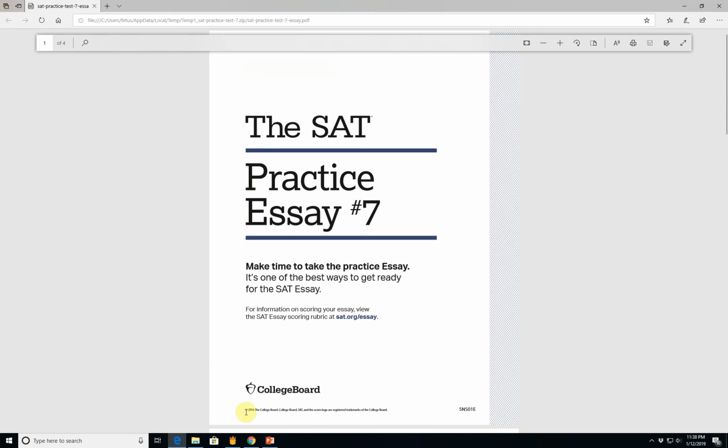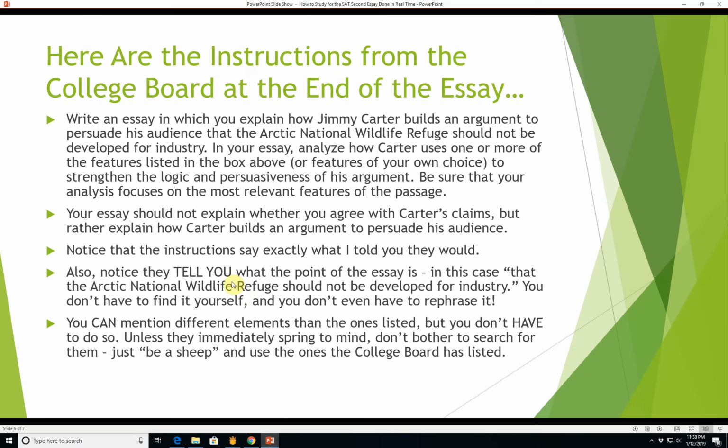So, anyway, this is practice essay number 7, which I'll do. I swear I have not gone down to look and see what the essay is yet. Notice they tell you what the point of the essay is, in this case that the Arctic National Wildlife Refuge should not be developed for industry. You don't have to find it yourself, and you don't even have to rephrase it.